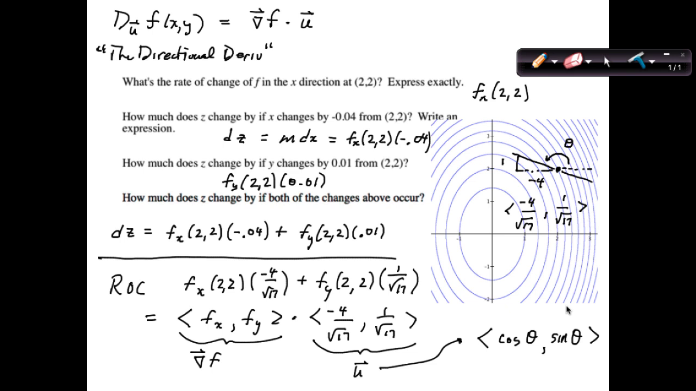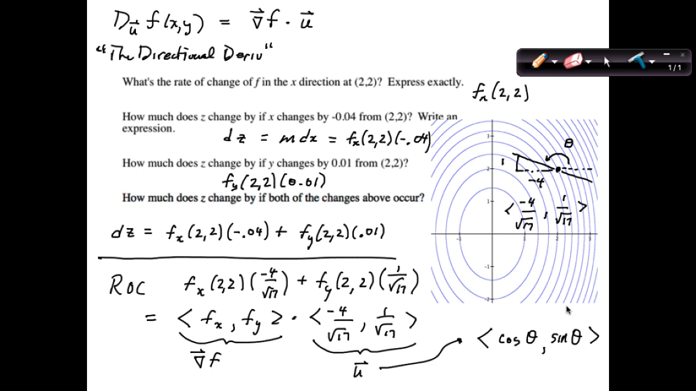Infinite number, right? If I turn this way, I might take a small step up. If I turn this way, maybe a big step up because the top of the mountain's that way. If I turn this way, a small step down. If I turn this way, maybe a medium step down. So there's an infinite number of rates of change depending on which way I go on the side of the mountain.